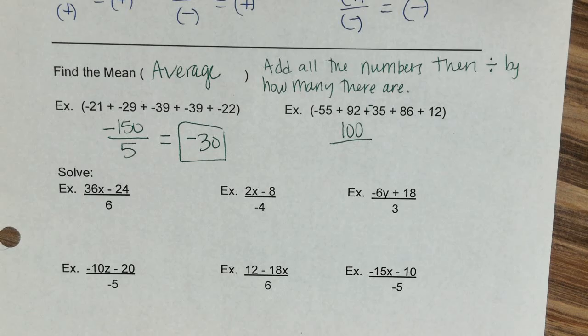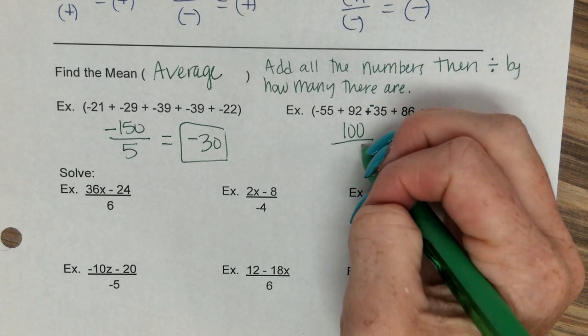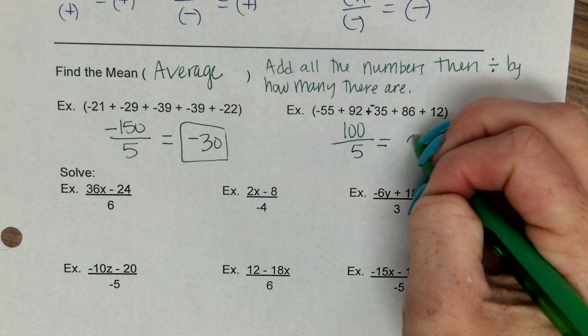What did you get when you added? How many numbers are there? 100 divided by 5 is 20.